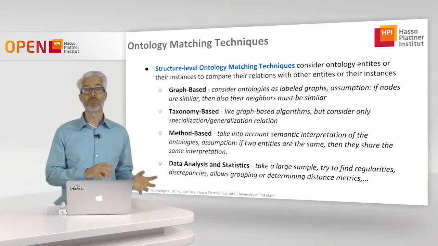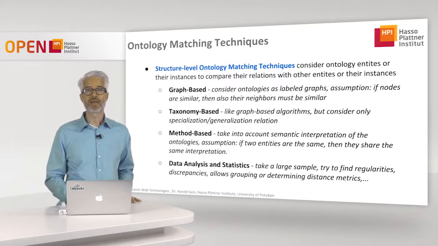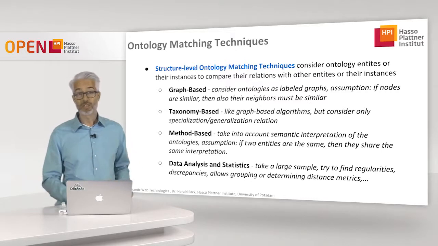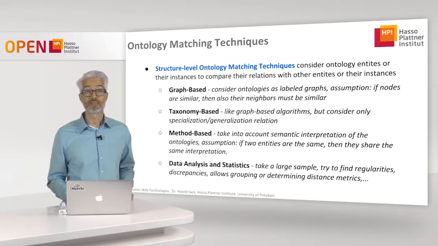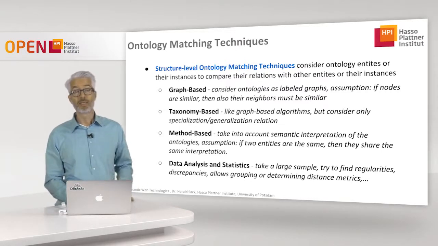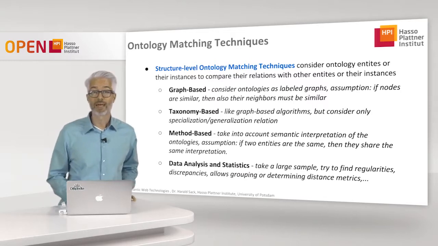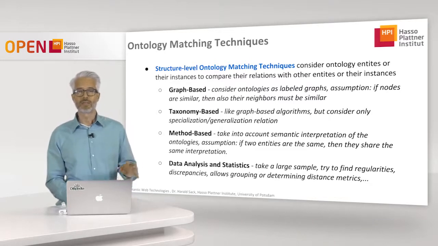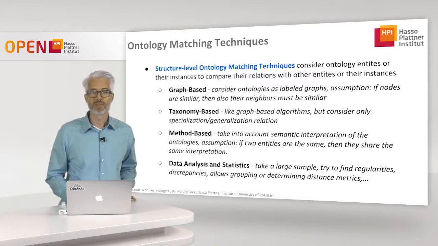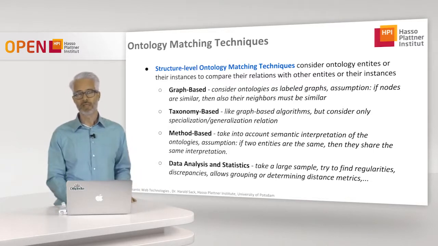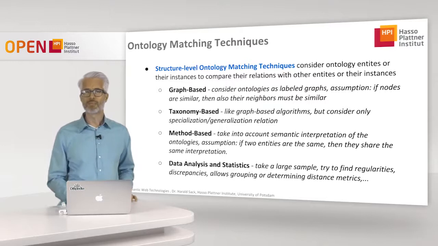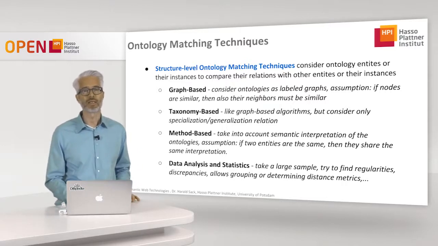So we can compare their relations with other entities or their instances. Usually these two ontologies can be represented as graphs. And of course, you can then take into account graph-based techniques. So you consider the ontologies as a labeled graph, and then the assumption is if two nodes are similar, then also their neighbors must be somehow similar. And then you try to prove this.